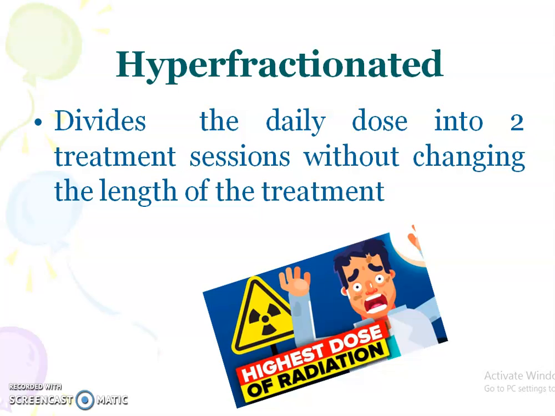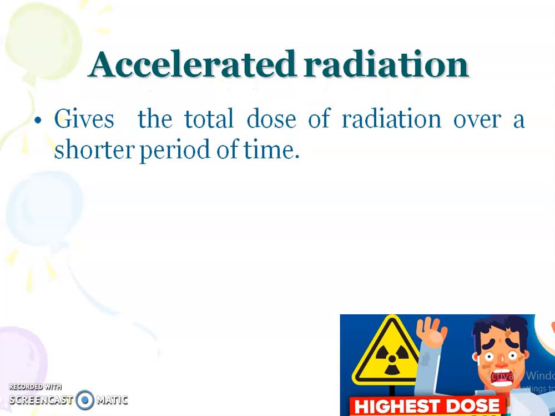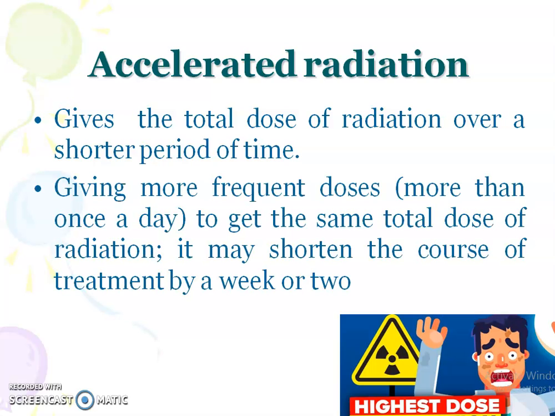Then coming to some special classifications of dosages, like hyperfractionated. In this type of dosage, we divide the daily dose into 2 treatment sessions without changing the length of the treatment. Then next is the accelerated radiation. Here we are giving the total dose of radiation over a shorter period of time. So giving more frequent doses, more than once a day, to get the same total dose of radiation, and it may shorten the course of treatment by a week or 2.